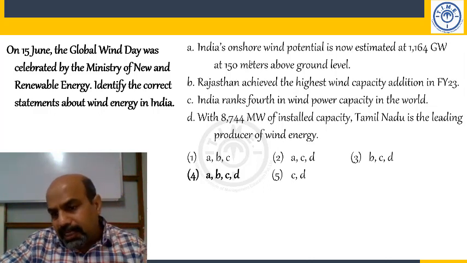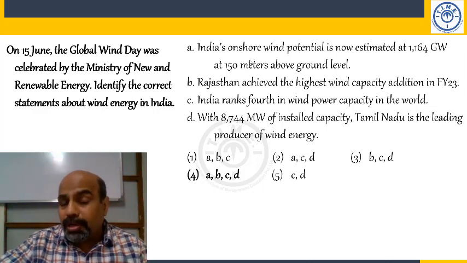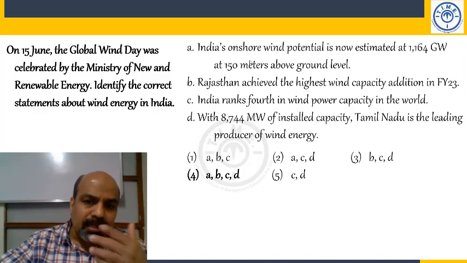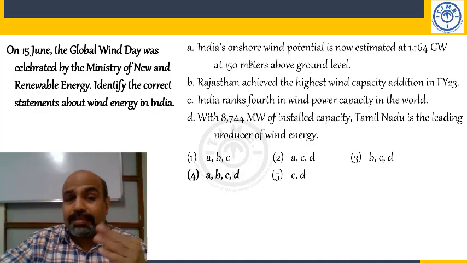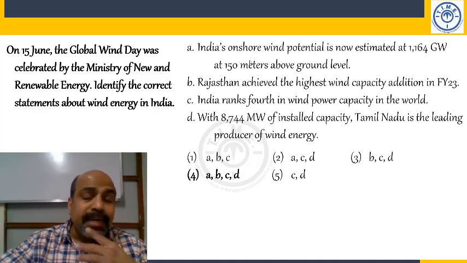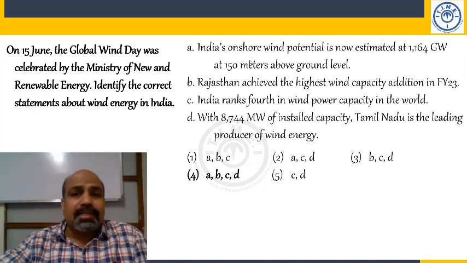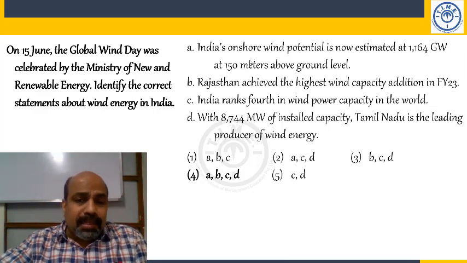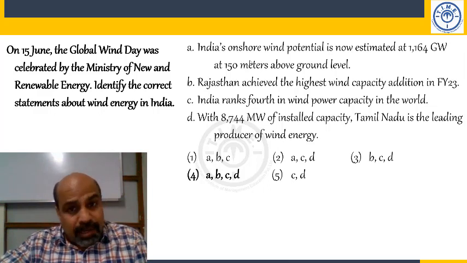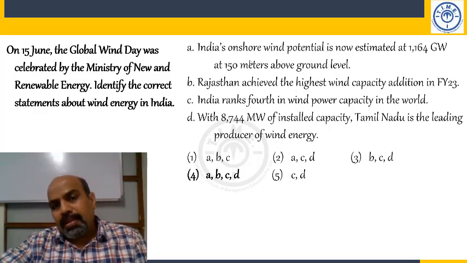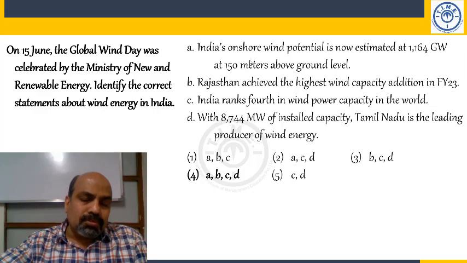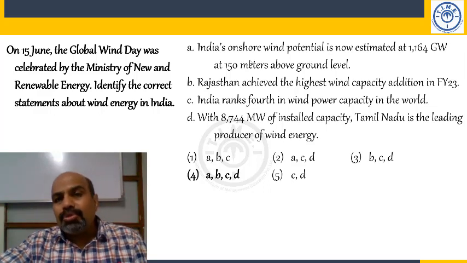The number one state in India in terms of wind energy installed capacity is Tamil Nadu with a little under 9,000 megawatts. Second is Gujarat, a little under 8,000, about 7,800 megawatts. And in third place is Maharashtra. One, Tamil Nadu. Two, Gujarat. Three, Maharashtra.